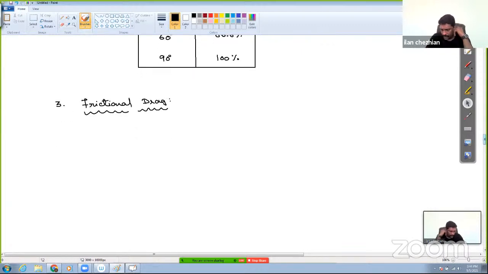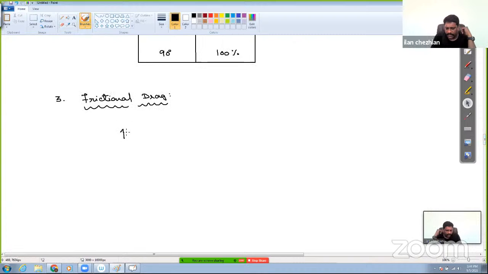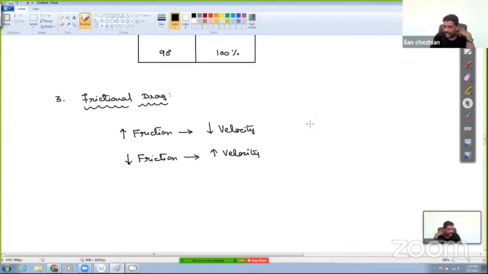See, if you have high friction, my friend, if you have more friction, the velocity of the wind will get reduced. Correct? Very simple. On the other hand, if you have less friction, you will have more velocity, my friend. So what is the idea? Friction and velocity are inversely proportional to each other, my friend.